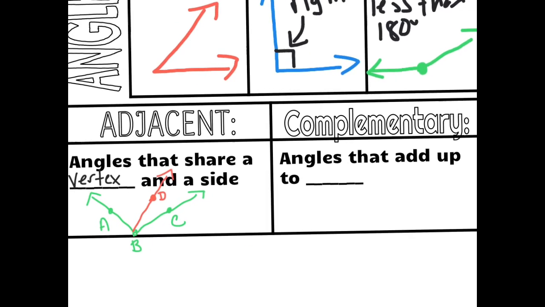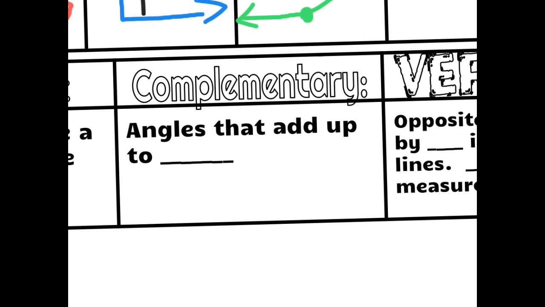Our next angle pair that we're going to talk about are complementary angles. Complementary angles are angles that add up to 90 degrees. So you might see something like this, and it's going to have that square in the corner. And then you might end up with adjacent angles. So maybe this angle is 40 degrees, and then this is angle Y. And we want to figure out, well, what's the measure of angle Y?